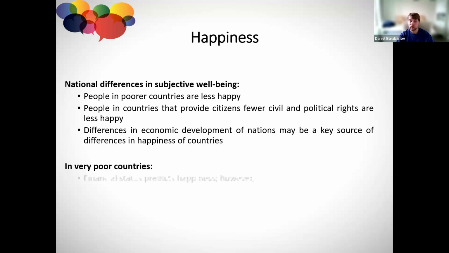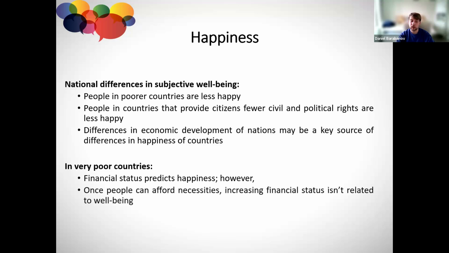So in poor countries, financial status predicts happiness. If you live in a poor country with low average incomes, the richer you are, the happier you are. But it's not the same for economically developed countries like Canada, because the basic correlation is that the level of happiness increases with your income, but only to the point of approximately a middle-class life, when you can afford necessities, shelter, clothing, maybe a vacation, some basic things.